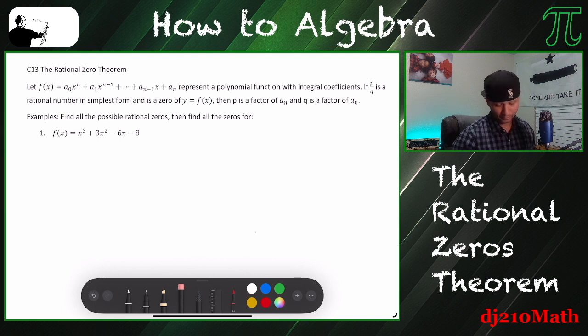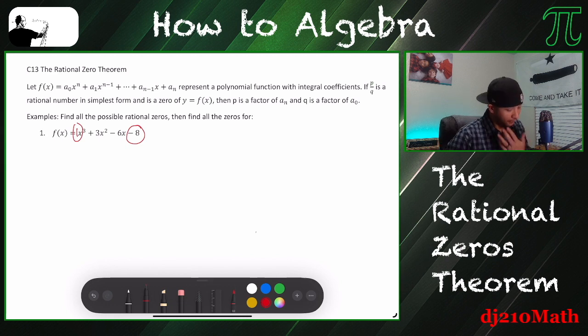So in layman's terms, in other words, what this is saying is that you give me any polynomial and I can take the factors of the constant and put those factors over the factors of the leading coefficient, and I'm going to make a list, right?